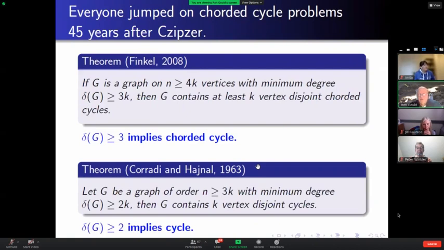Minimum degree 2, we all know, implies there's a cycle in the graph. We just saw that minimum degree 3 implies there's a chorded cycle. You need at least 4 vertices to have a chorded cycle. You need at least 3 vertices to have a cycle. Multiply all of those things by k and you get these 2 results. They just fit in a very nice way together. So that's why I think Finkel's theorem is an especially nice way to start your introduction into this area.